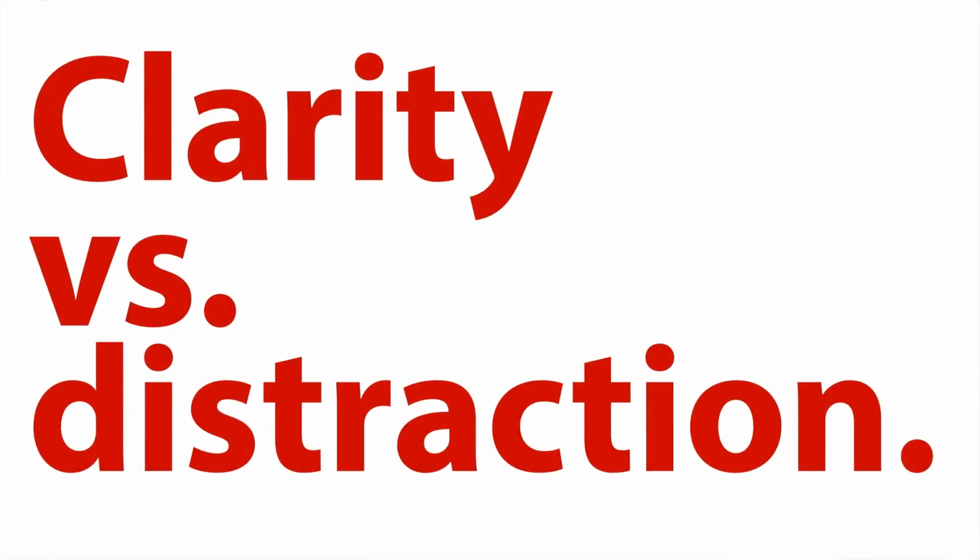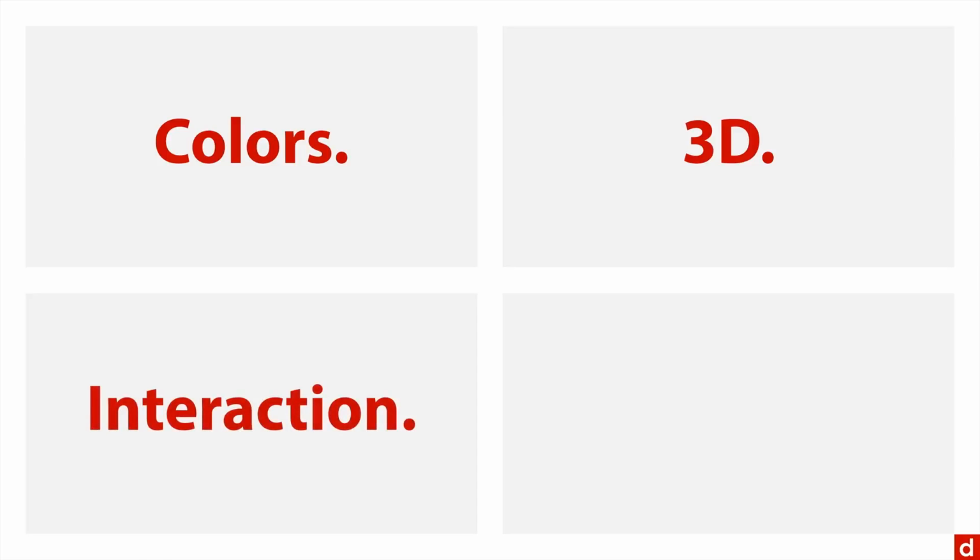Now, let me talk about each of those characteristics very briefly. Clarity versus distraction. There are things that can go wrong in graphics. Number one is colors. Colors can actually be a problem. Also, three-dimensional or false third dimensions are nearly always a distraction. One that gets a little touchy for some people is interaction.